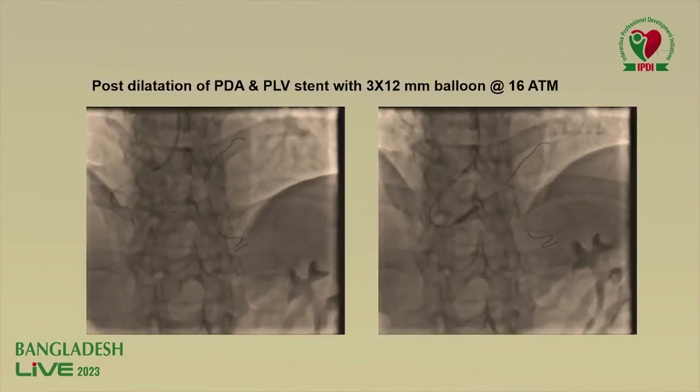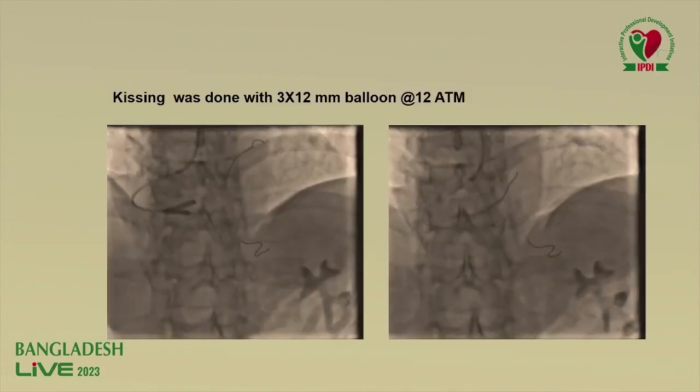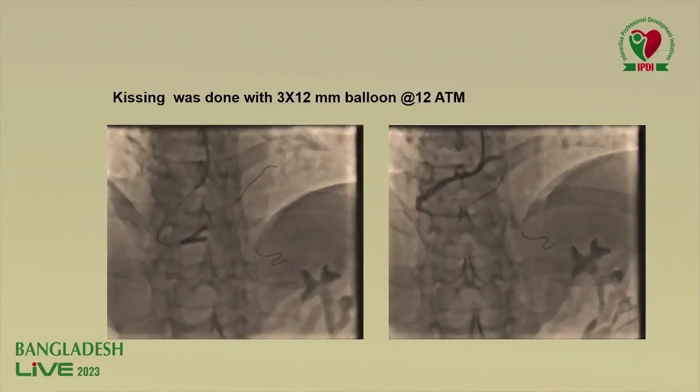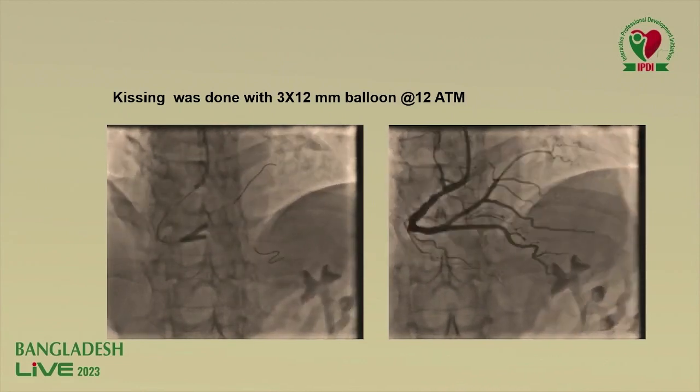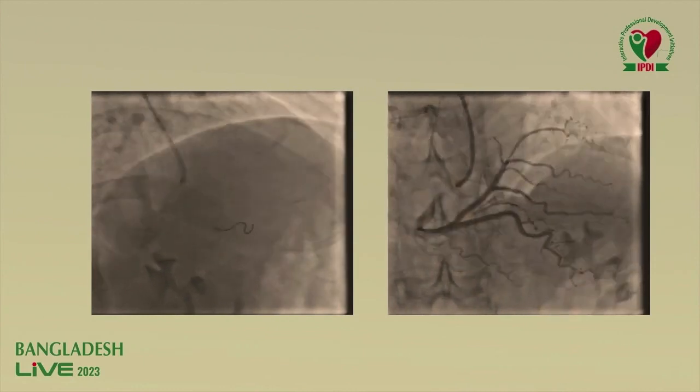Then post-dilatation of the PDA and PLB stents was done with a 3 into 12 millimeter balloon at 16 atmosphere. Then kissing was done with a 3 into 12 millimeter balloon at 12 atmosphere. And the final angiogram showed that PDA and PLB were well revascularized with good distal flow.